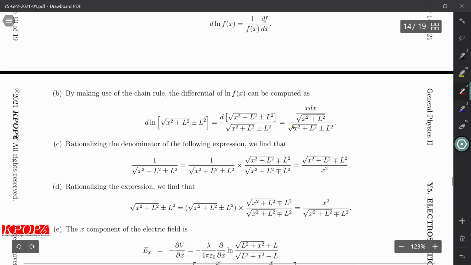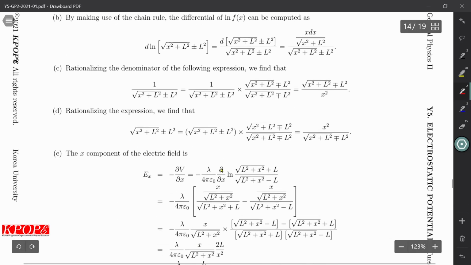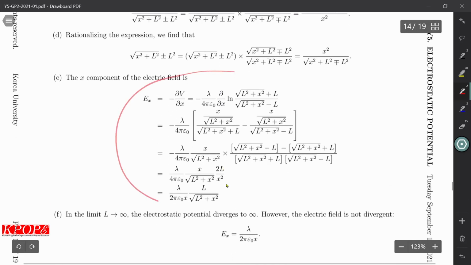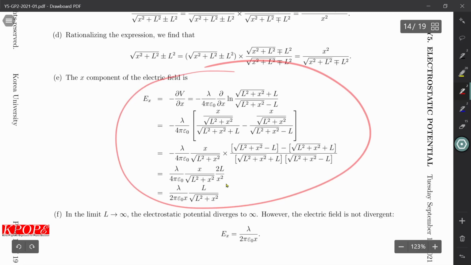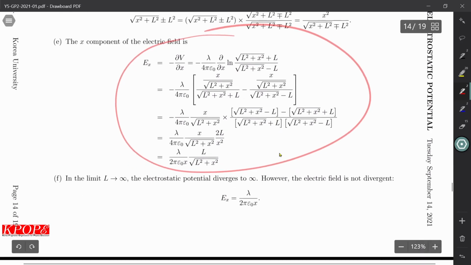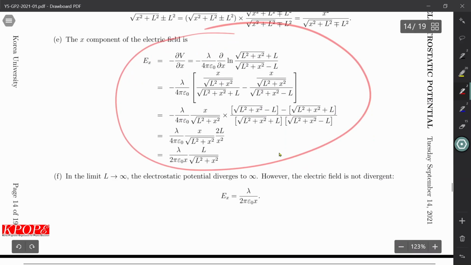A little bit tedious calculation can be done to find the explicit value for the electric field out of the electrostatic potential. So because every calculation step is displayed explicitly, you can simply follow the calculation.